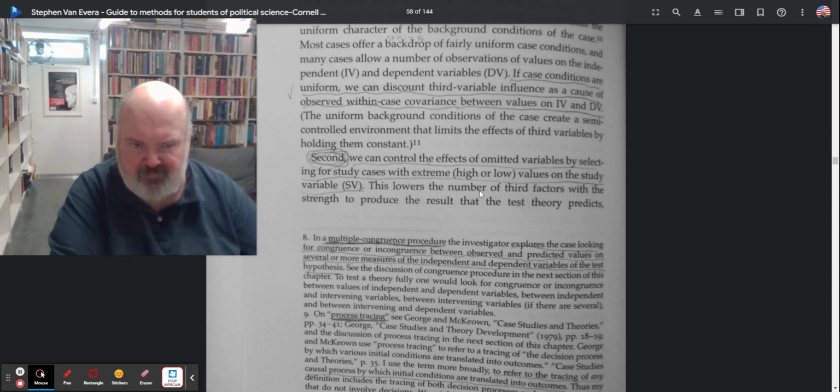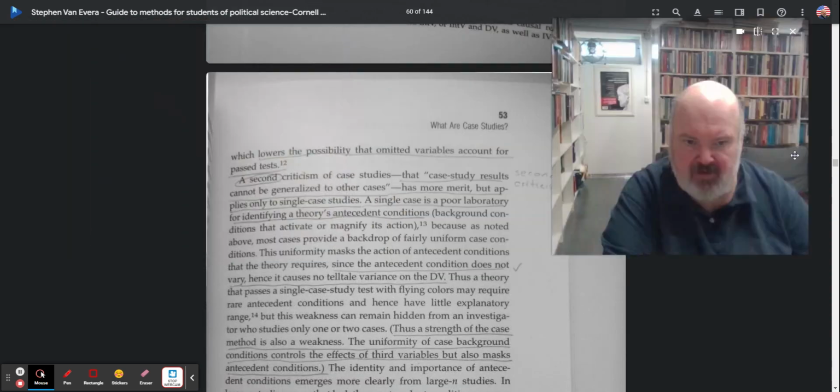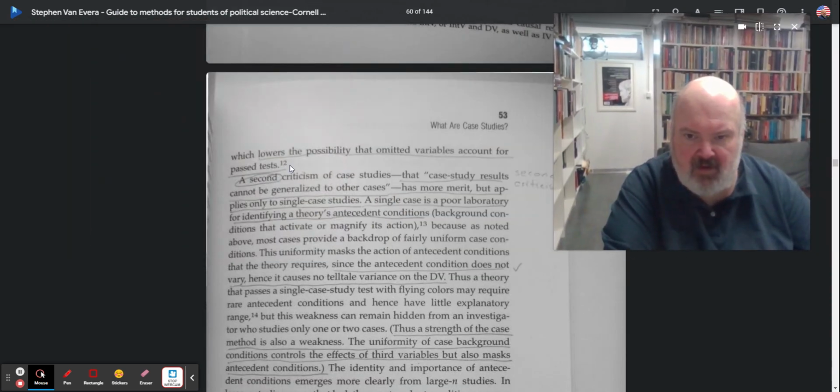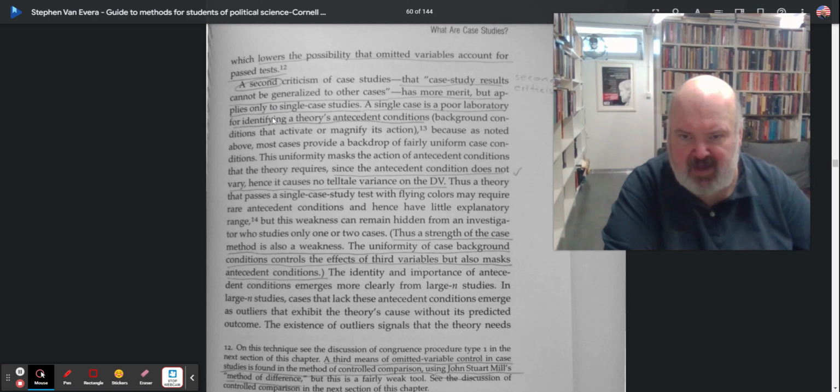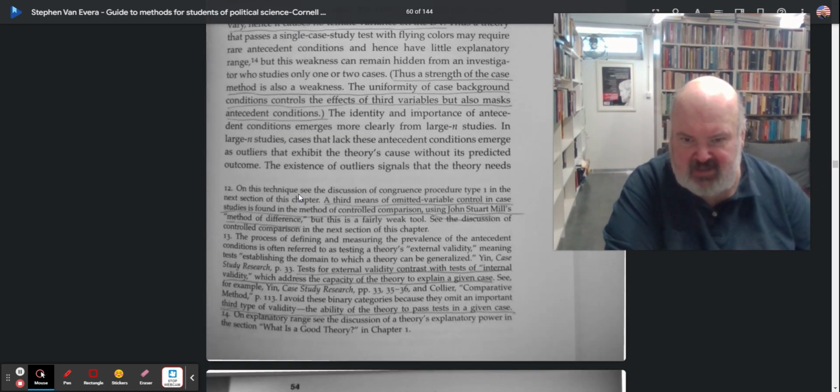This lowers the number of third factors with the strength to produce results that the test theory predicts, which lowers the possibility of omitted variables accounting for the past test, right? On this technique, see the discussion of congruence procedure type 1 in the next section of the chapter.